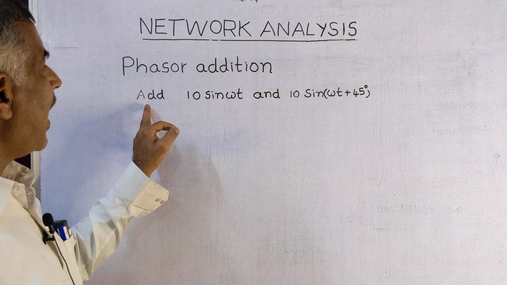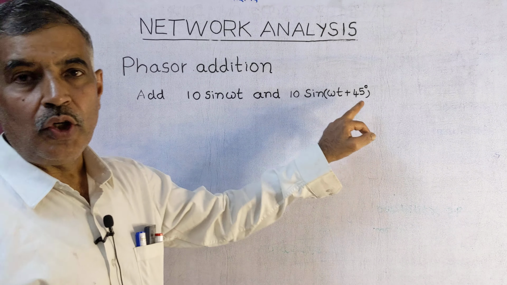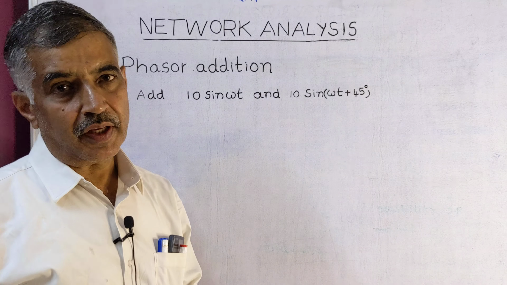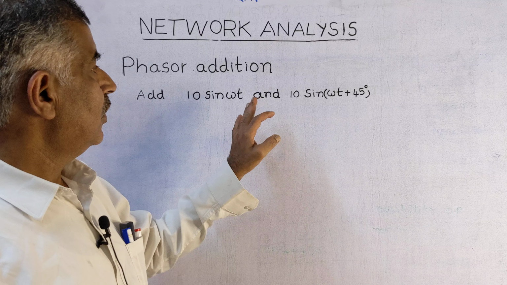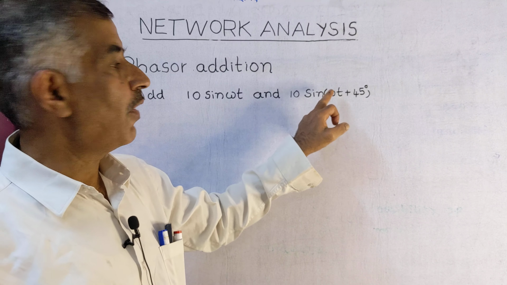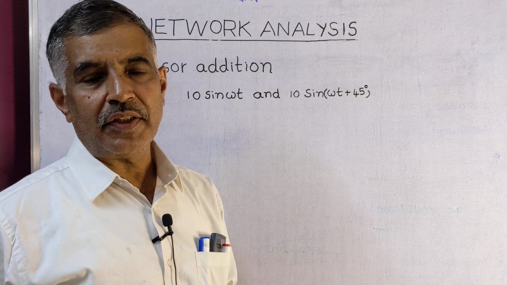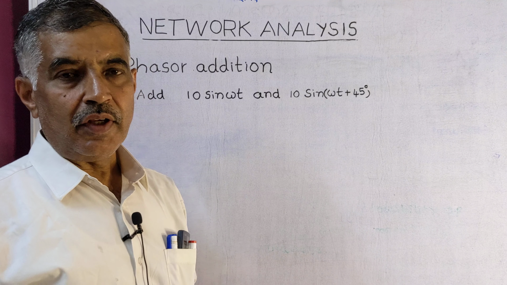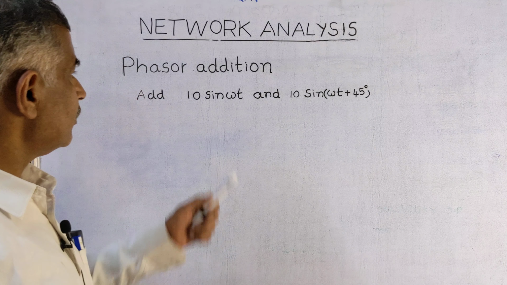Phasor addition: add 10 sine omega t and 10 sine omega t plus 45 degrees. Both are sine waves of the same angular frequency omega, but one is ahead of the other by 45 degrees, and we have to add them using phasor notation.